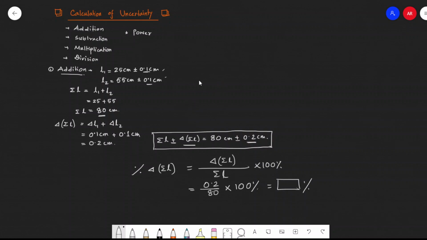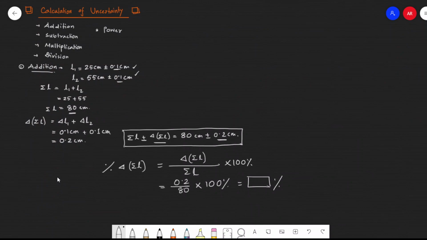See, if the length is not given in terms of the absolute uncertainty, rather it is given in terms of the percentage uncertainty, then what to do? Right here, it is in terms of absolute uncertainty. If it is given in terms of the percentage uncertainty, then how to find out the total length and its percentage uncertainty and the absolute uncertainty. So this is the way how to do it.